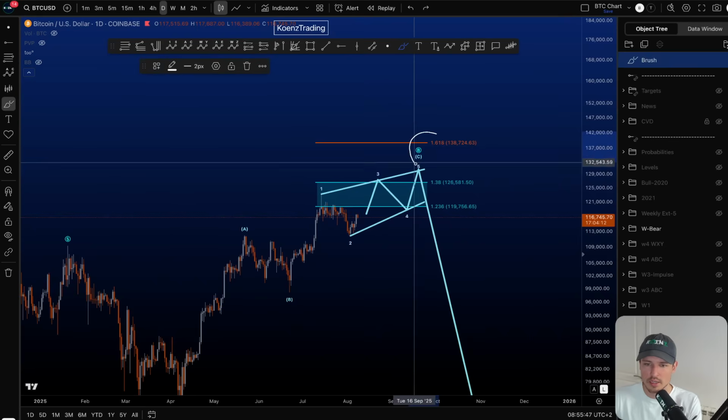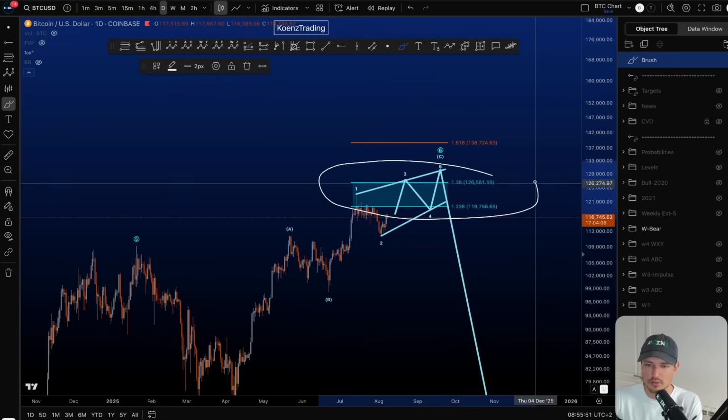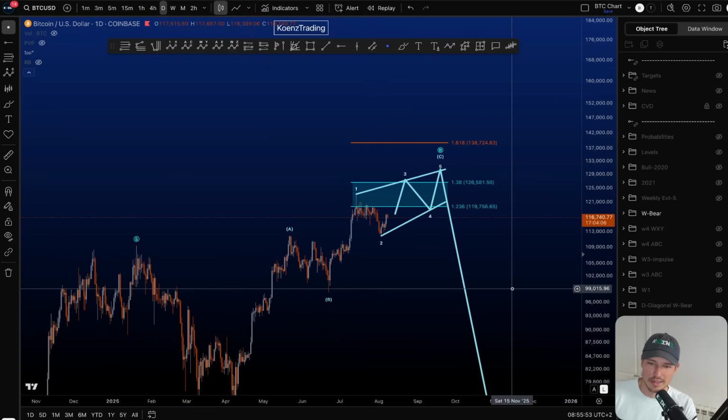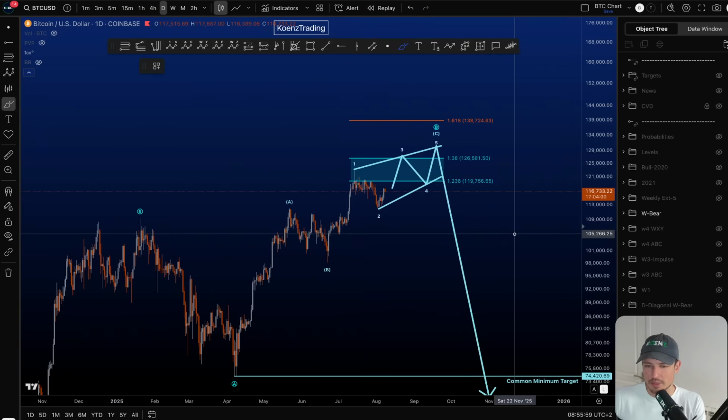Common target for wave B in an expanding flat ABC is the blue box that you see over here, 119.7 to 126.6K. What does impact the probabilities negatively?